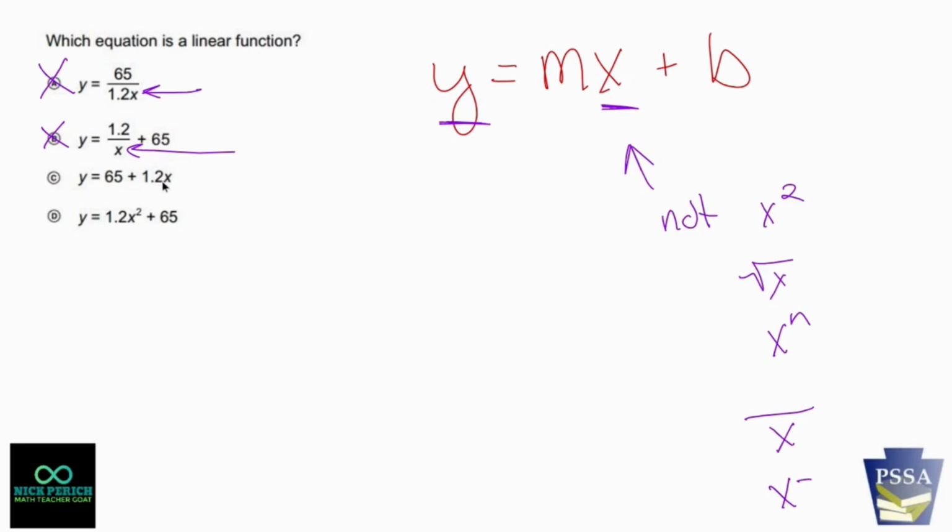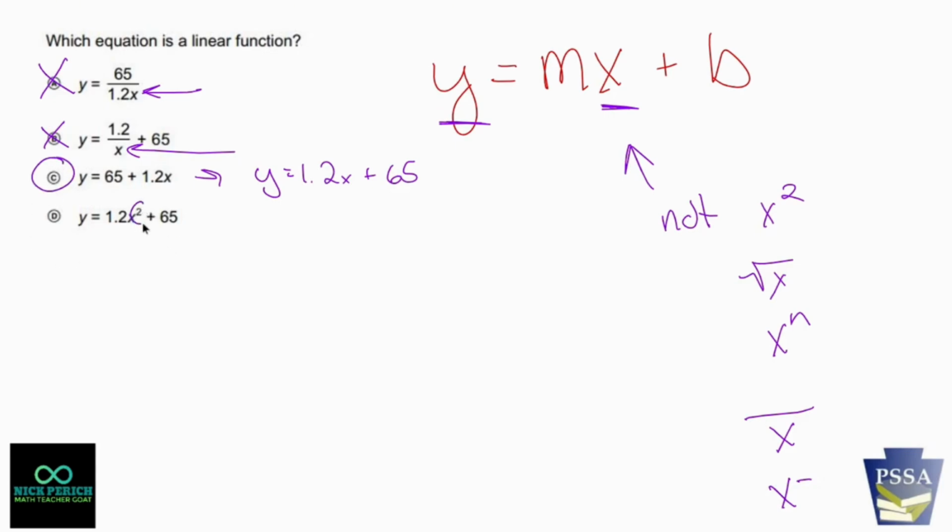And if you're like, wait a minute, x is x, number is number, it's just out of order. Okay, it can be out of order. This is fine. I can write this out if I really wanted to as y equals 1.2x plus 65, and I'm good as gold. So C is going to be my guy.